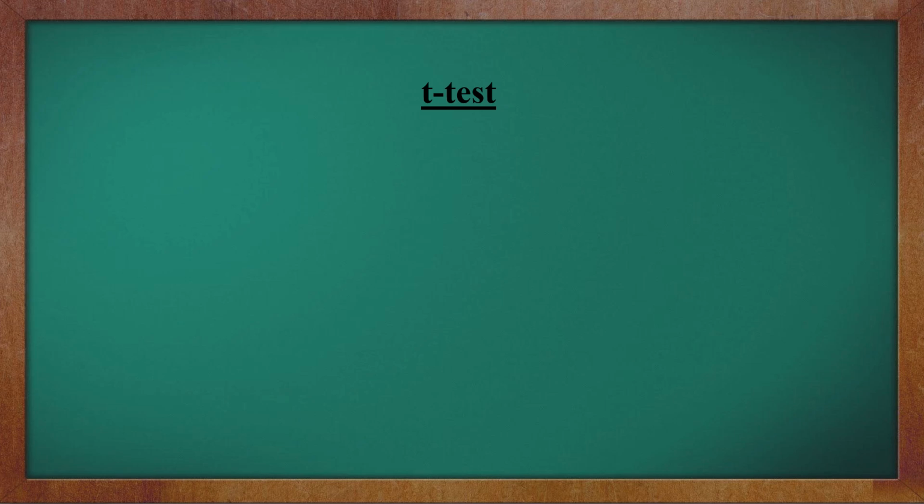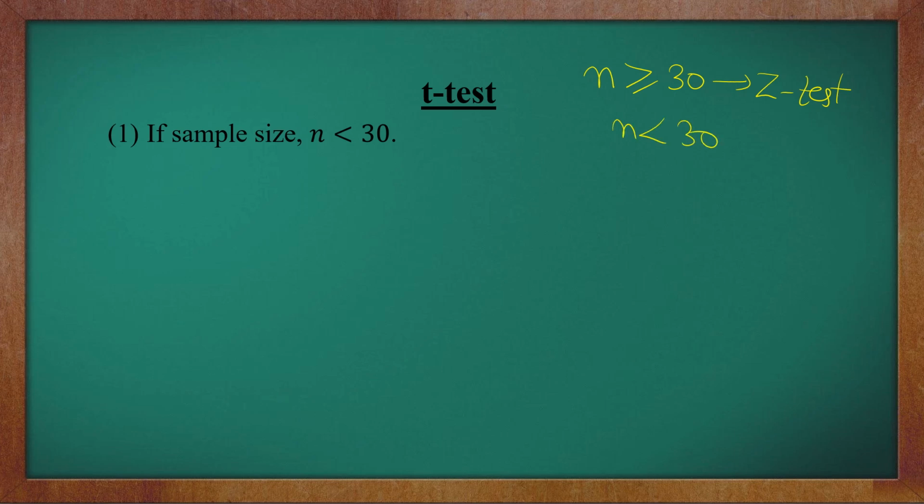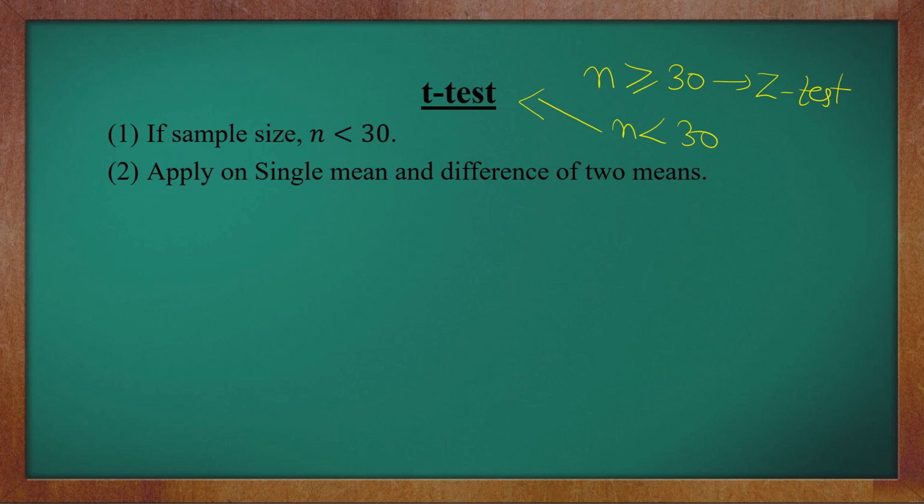So today we are starting the next test, that is the t-test. The first condition for the t-test is that the sample size should be n less than 30. Already, students, I have discussed that if the sample size is greater than or equal to 30, we have to go for the Z test. But if the sample size is less than 30, we will apply the t-test. Similarly, the t-test is applicable for one population, that's why I have mentioned single mean, and if we have two populations, we can apply the t-test.